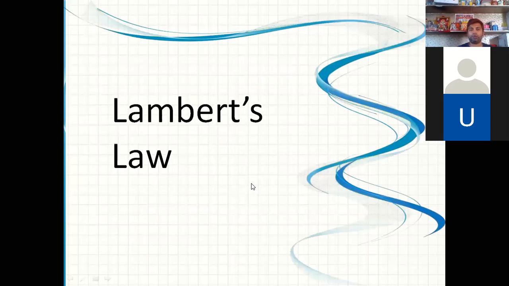Now we'll discuss Lambert's law, Beer's law and Beer-Lambert's law. This derivation is not there in our syllabus, but we should be able to understand what happens when an incident light passes through a solution. This Beer-Lambert's law states the relationship between the concentration of the solution present in a sample cell and the length of the sample cell. We'll discuss this.